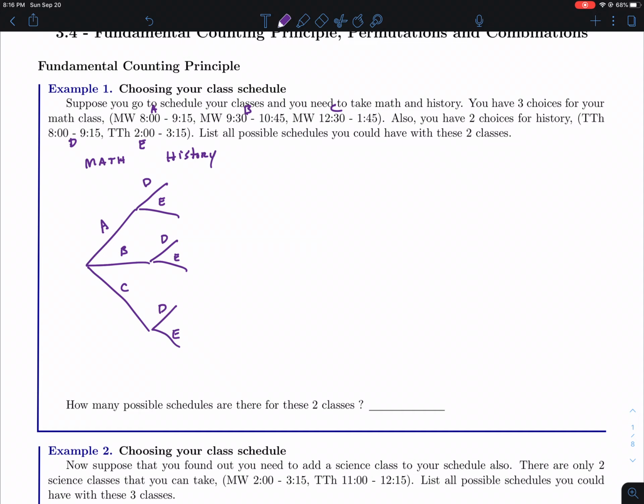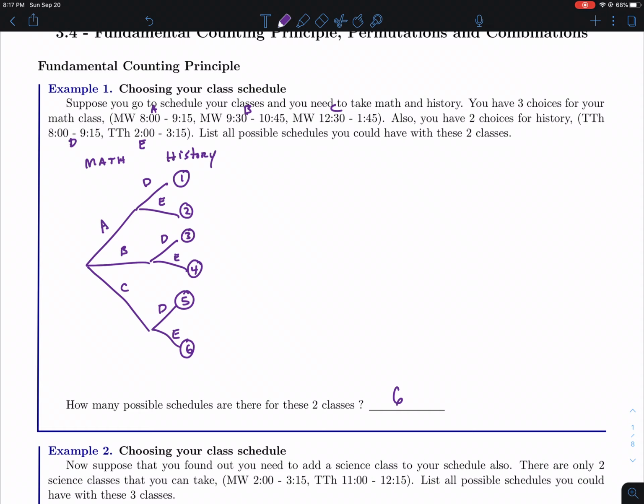And so if we go through and count the ends of the branches, that'll tell us how many possible ways we could schedule these 5 classes into just 2 class combinations in this case. So how many possible schedules are there? It looks like there are 6. The nice thing about tree diagrams, though they take a long time sometimes to draw out, is that at least you can look and see what the schedule would look like.